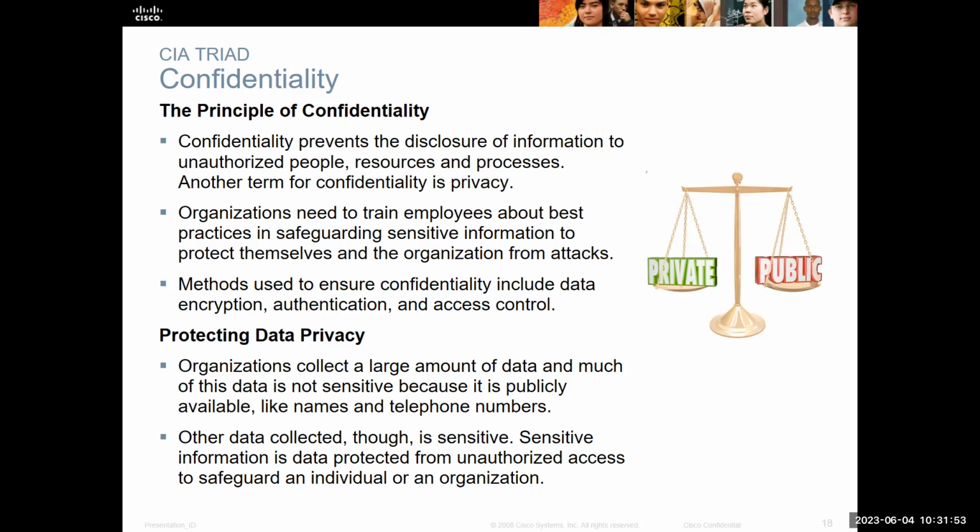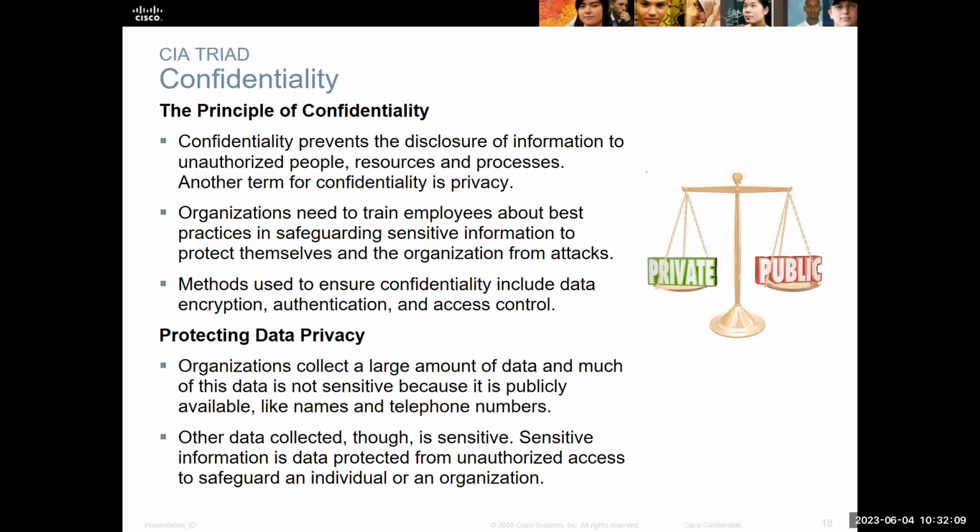Let us try and remember this. The methods that we use to ensure confidentiality are data encryption, authentication, and access control. We shall actually see them in a much broader way. Protecting data privacy. How do we protect the privacy of the data?